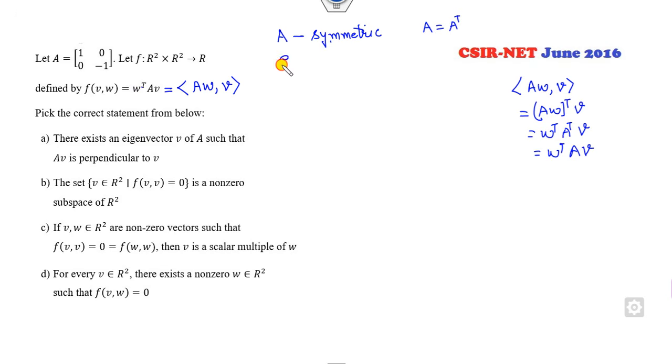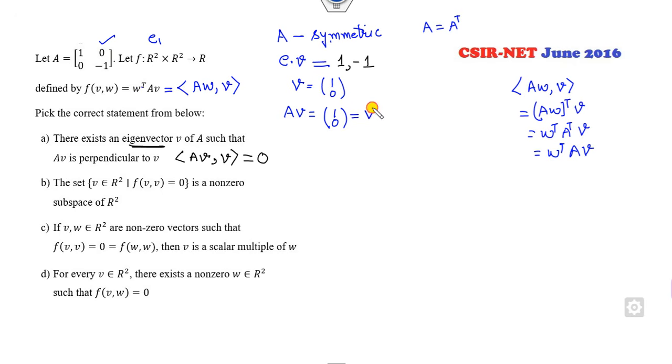Look at that. What is the A? Whenever there is a matrix, think firstly about the eigenvalues. Eigenvalues are 1 and minus 1. Now there exists an eigenvector V such that AV is perpendicular to V, so it means I have to prove the inner product must be 0. Fine. So what is the V? You can take any V, it's your choice. I can simply take E1 in R2, that's the standard basis. So what is my AV? A is this, V is this. If I multiply them, it will be 1 comma 0, which is nothing but V.